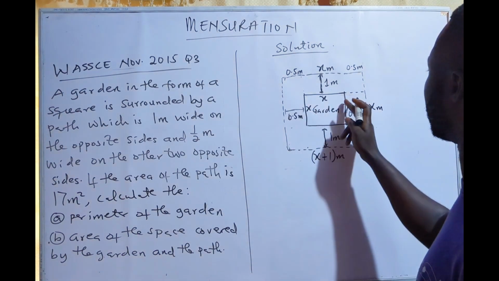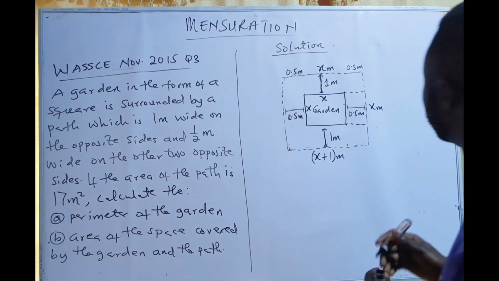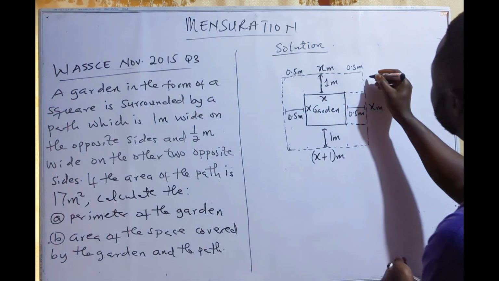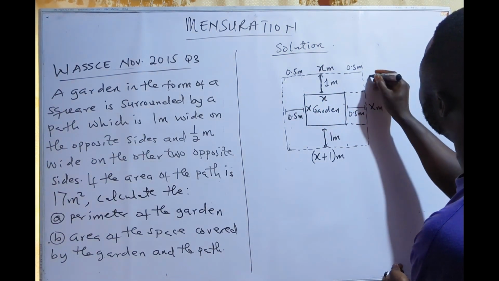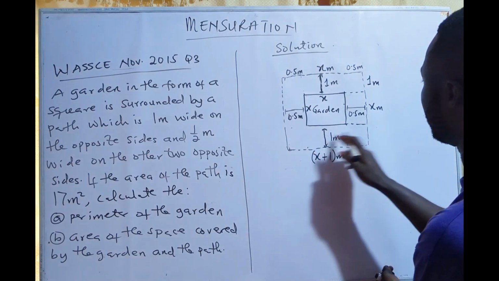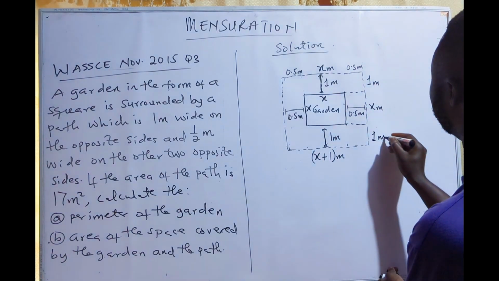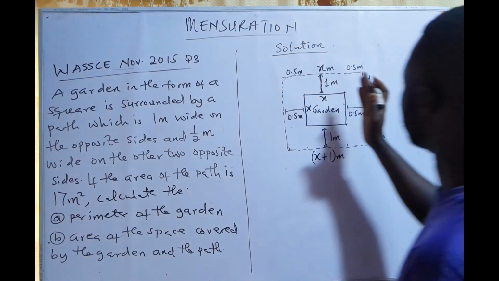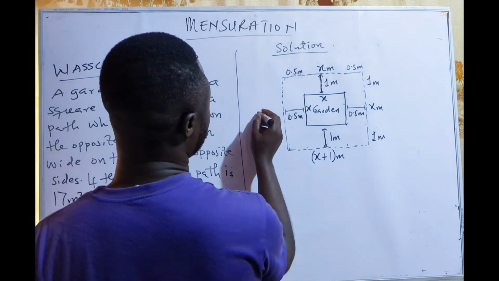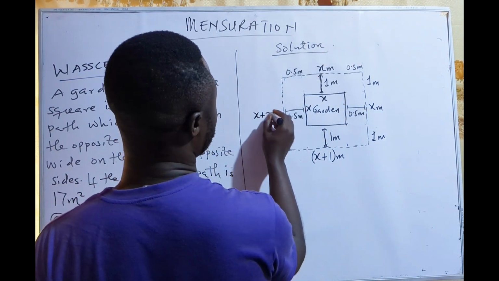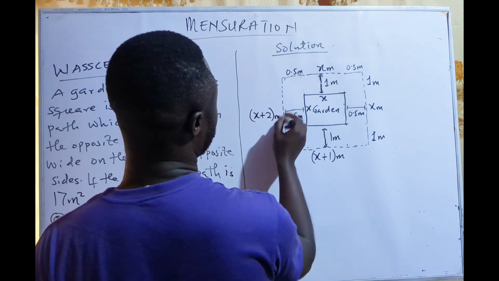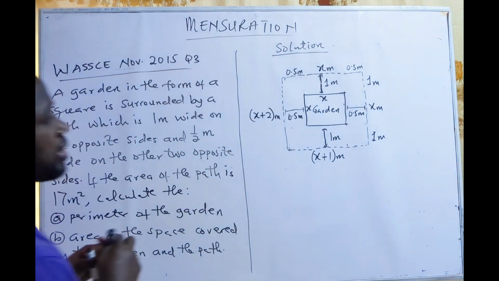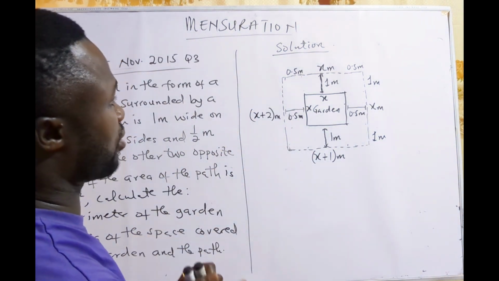Alright, x, then here is x meters. Then the path here is what? 1. So 1 meter, and the path here is also 1, so 1 meter. So x plus 1, okay, and then this side is the same as this side, so that will be what? x plus 1 plus 1, 2 meters. So this side is x plus 2 meters. So this is what we are going to get.